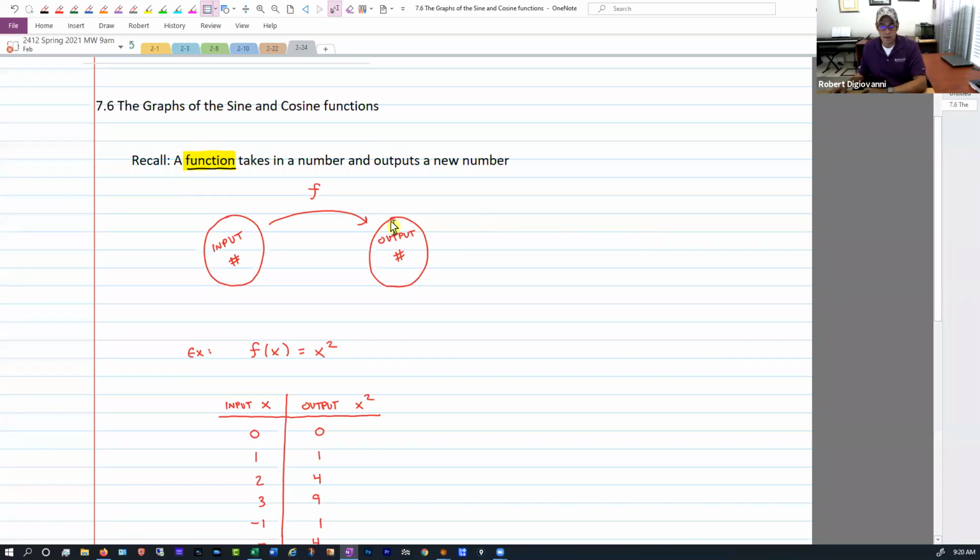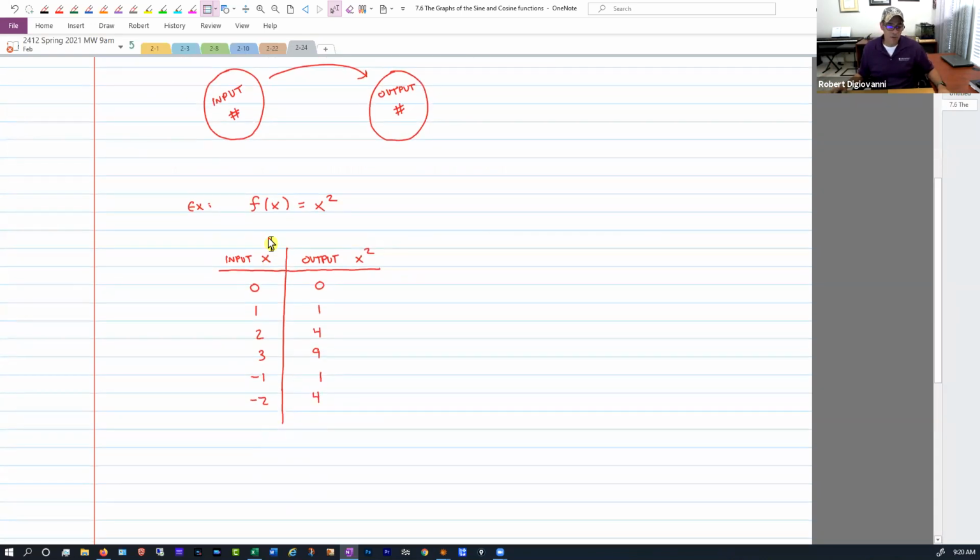So a function simply takes in a number, right? You plug some number in, the function does something to that number, spits some number out, right? So you have an input and you have an output. Very basic example, f of x equals x squared. That's a college algebra parabola, right? We know that the input here was x, right? And you plug in 0, square it, you get 0. You plug in 1, square it, you get 1. You plug in 2, square it, you get 4. 3, square it, you get 9. -1, squared 1, right? -2, squared 4, right? So you have input, output, yeah?